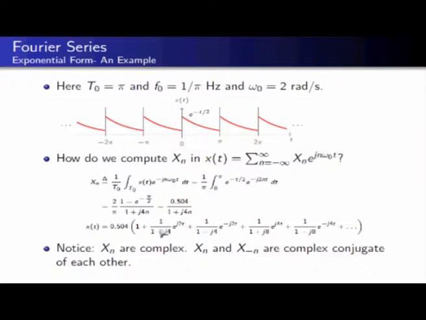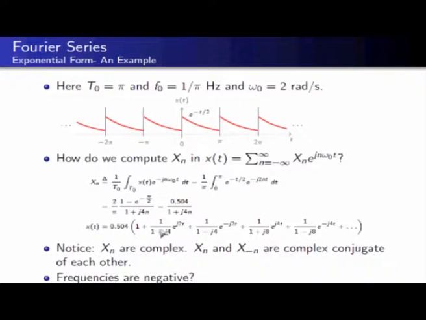Notice that Xn and X minus n are complex conjugates of each other. Whenever x of t is a real signal, which it is in this case, Xn and X minus n are complex conjugates of each other. This property is called conjugate symmetry. It means the magnitude of Xn, because z and its complex conjugate have the same magnitude, is even symmetric, n and minus n have the same magnitude, and the phase is odd symmetric. We will come back and describe what even symmetry and odd symmetry are. That is the property of all real signals.